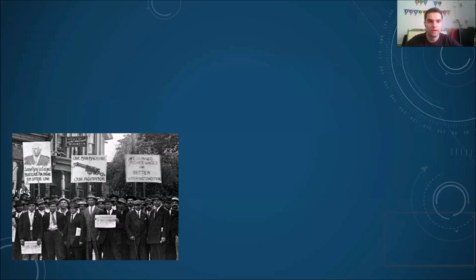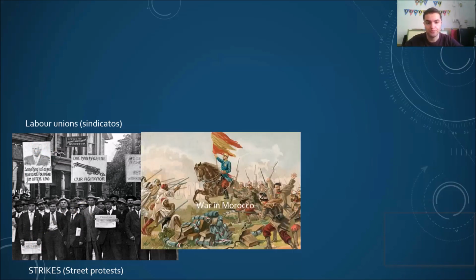First of all, what do you think this is? This is a strike. A strike is una huelga. Okay, a strike organized by labor unions. Labor unions were groups of workers that demanded better work conditions. Esto es una huelga organizada por los sindicatos. Los sindicatos quieren mejores condiciones de trabajo para sus trabajadores.